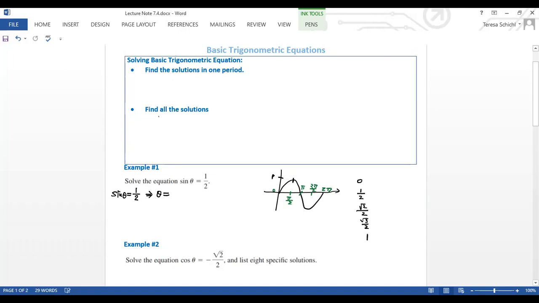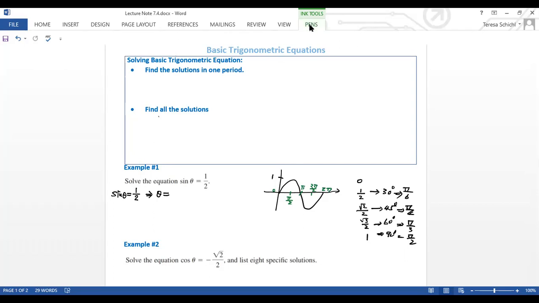Now let's take a look at how to use this. This one is 30 degrees, or sometimes you want to use pi over 6. This one is 45 degrees, so you use pi over 4. Here, this is 60 degrees, so you use pi over 3. And this is 90 degrees, so it's pi over 2.